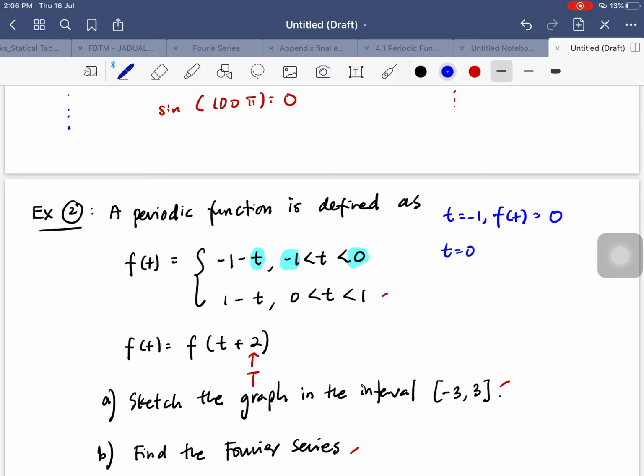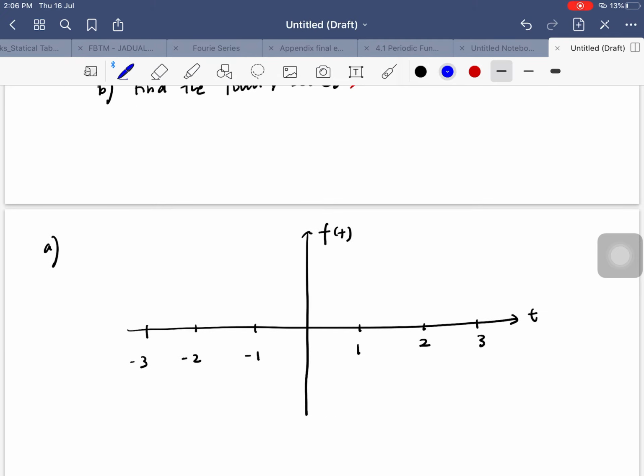And when t is equal to 0, I will get that my f of t is going to equal negative 1 minus 0, which is negative 1. So the coordinates are negative 1, 0, and 0, negative 1. I need a value of negative 1 over here. And it is going to be a straight line because it's t to the power of 1. And you can even check whether it's correct or wrong.